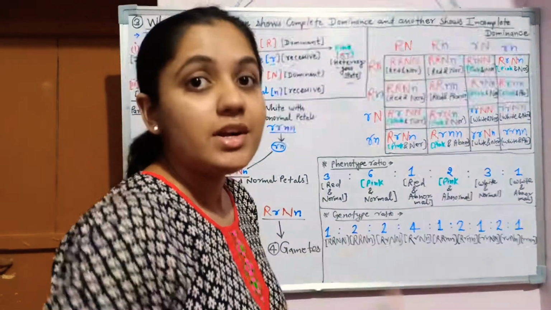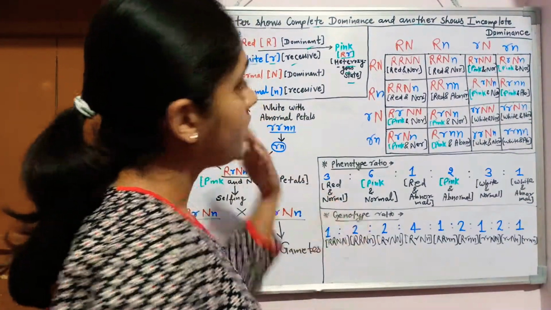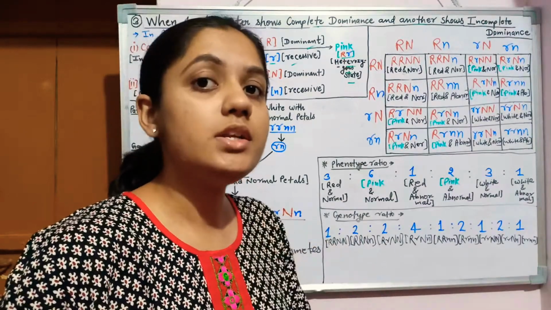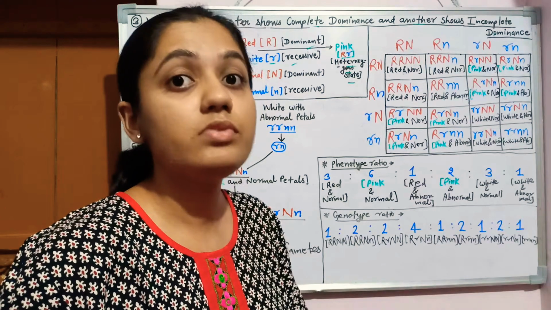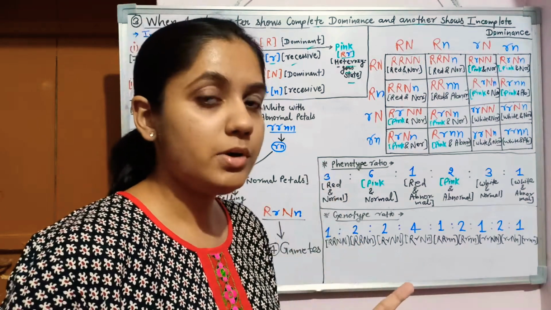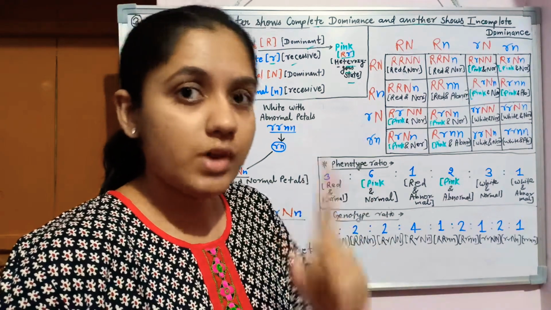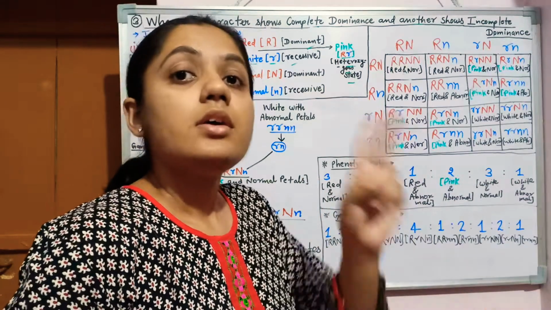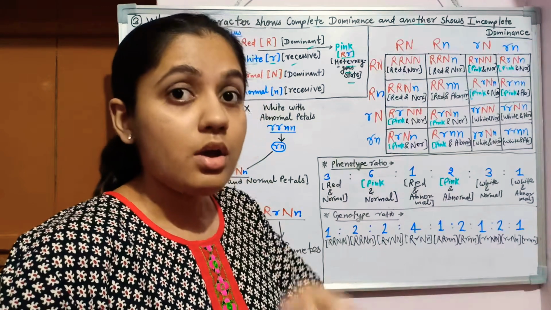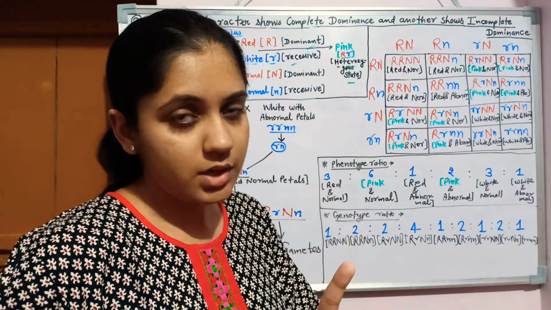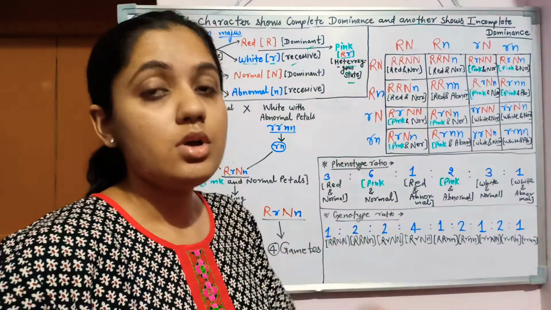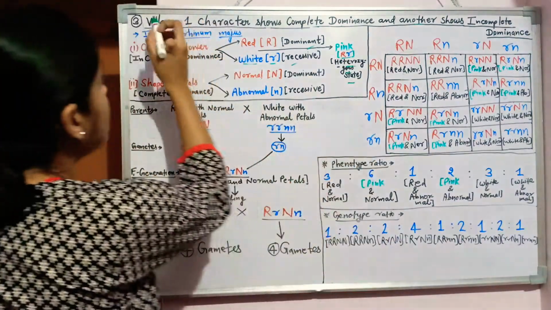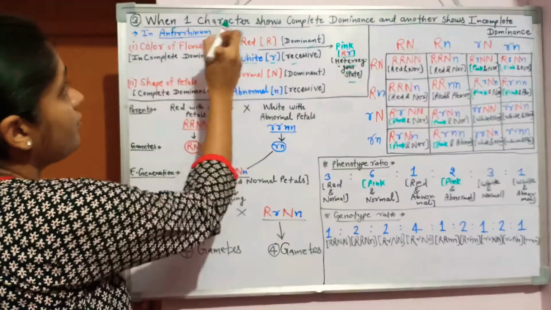Today we will discuss another example of incomplete dominance. I have already discussed incomplete dominance in the previous videos: in the monohybrid cross, when we took only one character and it showed incomplete dominance, and in the dihybrid cross, when two characters were present and both showed incomplete dominance.